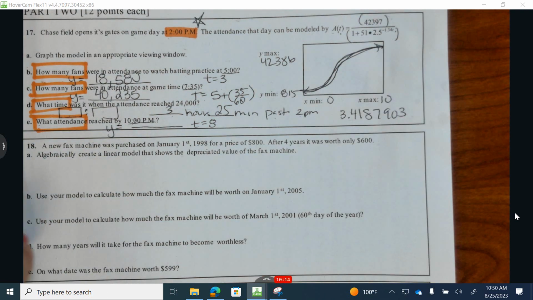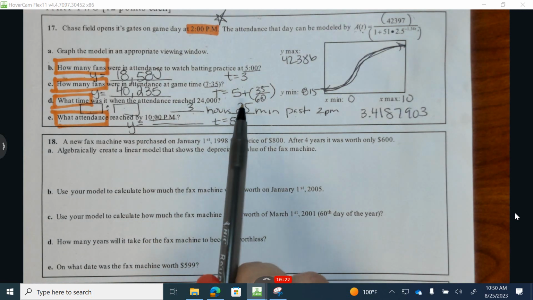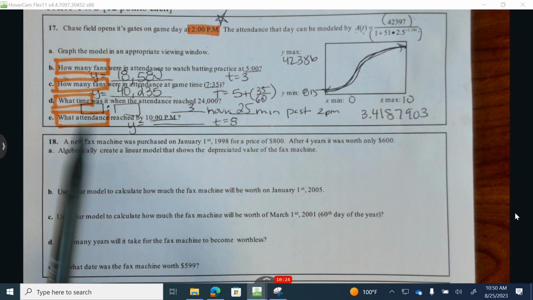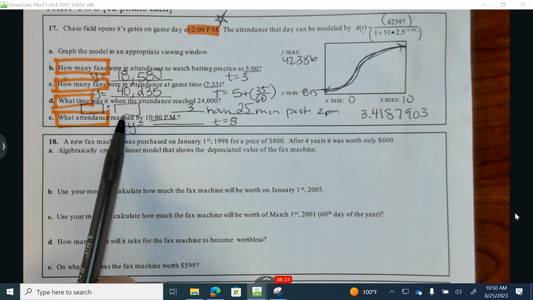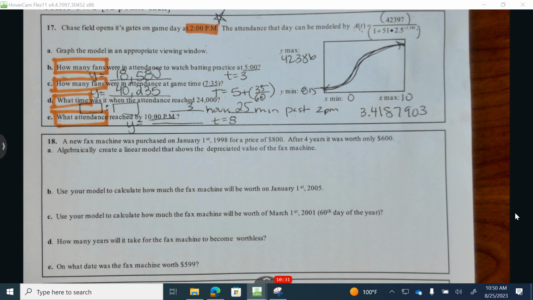So the most common mistake I see in probably 50% of the students today is they do all of this work. I know they have a great understanding, but then they answer it wrong. 3 hours and 25 minutes past 2 p.m. What time would it be? Whisper to your partner, don't tell me. What is 3 hours and 25 minutes past 2 p.m.?